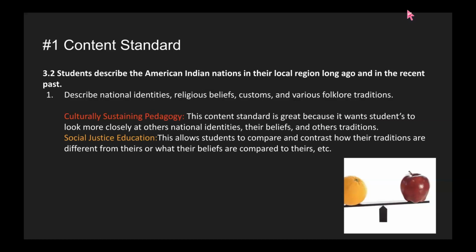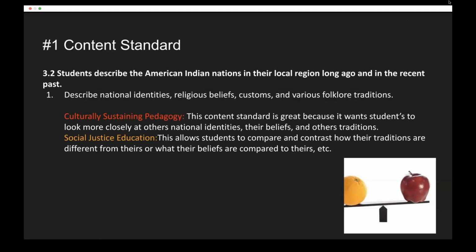Here I put a picture of a fruit because it shows the differences, but they're both fruit. So I put that picture. I thought it was neat.